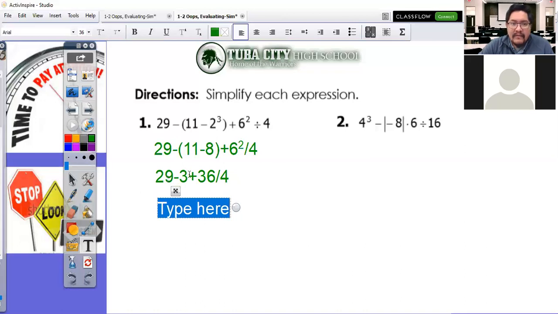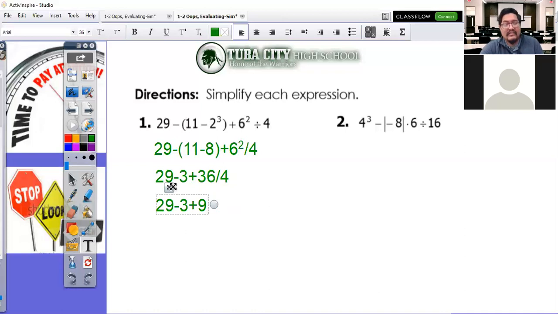Now let's see, we still have a division. So we got to take care of that division before we work on anything else. So I'm going to leave everything else the same and go with 36 divided by 4. Oopsie. Which I think is 9. Let's see, 40 divided by 4 is 10. 40 minus 4 is 36, so that'd be 9. Yeah, it would be 9. So be careful with that one.